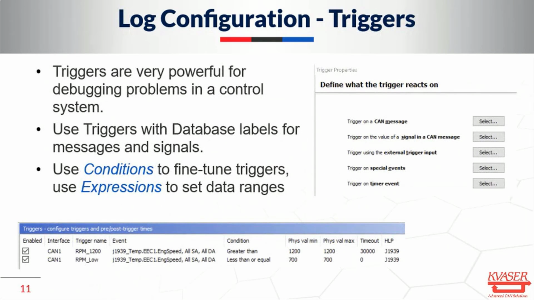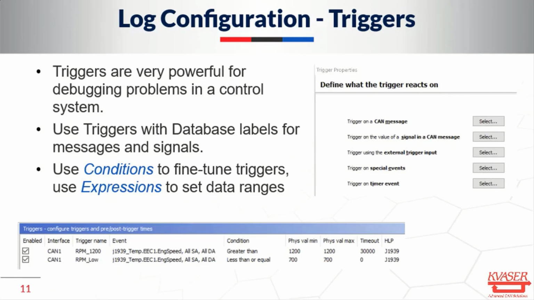Triggers, again, are an extremely powerful feature, very configurable in the Memorator configuration tools. They are very much used for debugging when you have a vehicle that's exhibiting an intermittent condition or event that you really want to validate or understand and change. You would certainly want to use the power of the triggers. You use the triggers with the database labels for messages and signals, you use conditions to fine-tune the triggers, and you use expressions to set data ranges. I'll go into those a little bit.